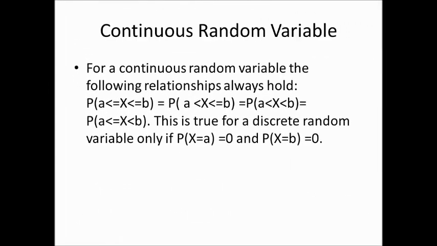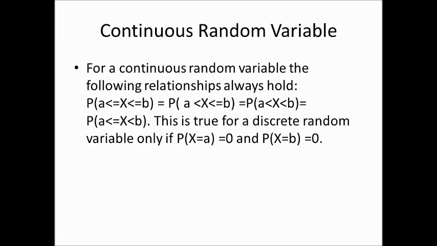Now, here's another important point to remember. For a continuous random variable, the following relationship always holds. If I'm trying to find the probability x between A and B, both bounds included, that probability is the same if I drop one bound, one or the other, or both. So the probability x lies between A and B is the same as the probability x lies between A and B with the equality dropped on one side.